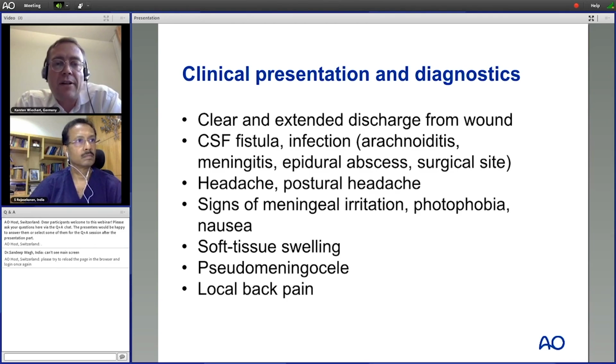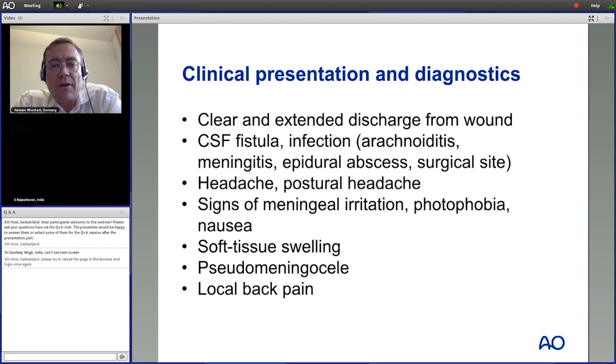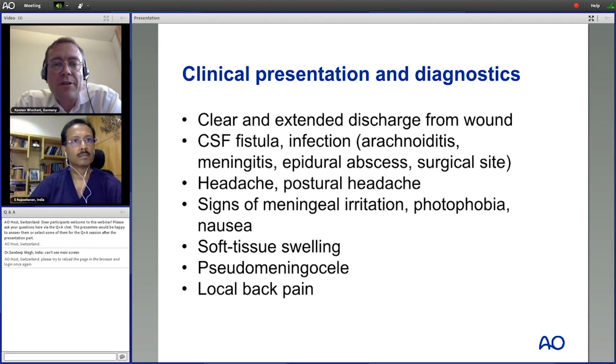Now, what is the clinical presentation and the diagnostic aspect here? You obviously see clear and extended discharge from the wound. If the wound dressing is more moist than usual, and if you examine or press on the wound and find something, that's a good sign. And having a CSF fistula is always prone for infection in terms of arachnoiditis, meningitis, abscesses, and so forth.